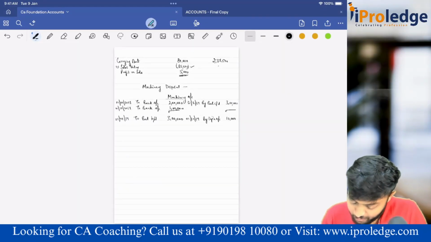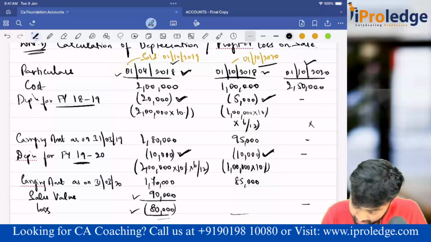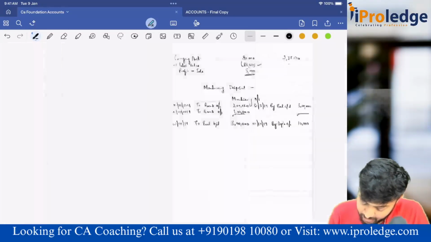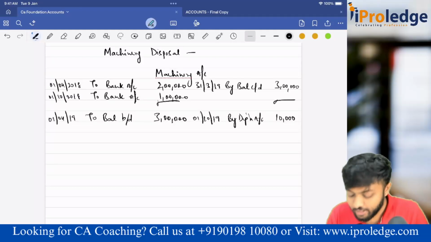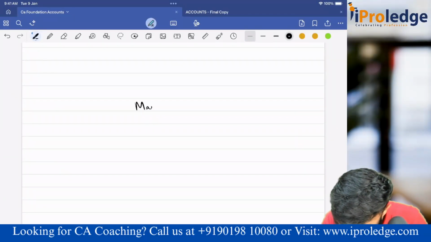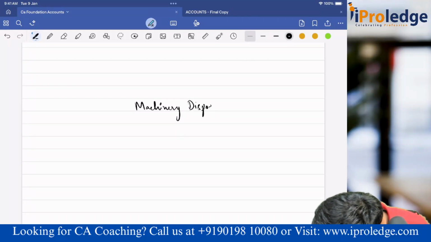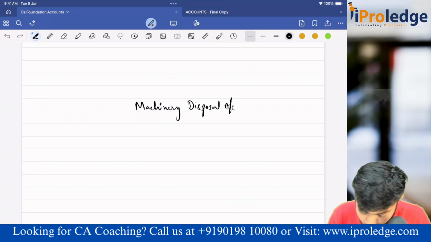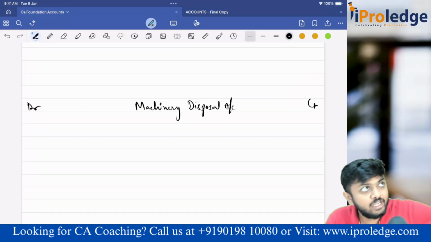Here only, no guys. For the machinery that I am selling, we have done the working, no? This is the machinery I am selling first, and the depreciation till the date of sale is 10,000 rupees, which I have given. Then what I do? Now I have to do the sale entries. For sale entries, I open one more account called machinery disposal account.